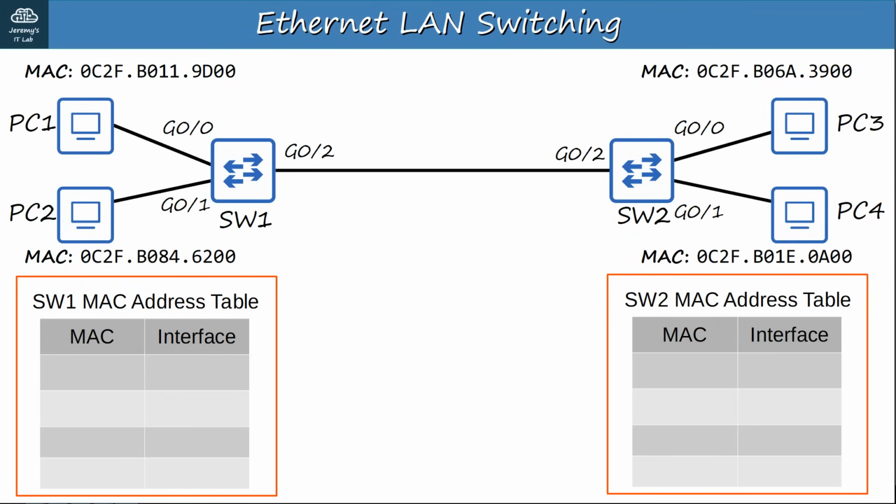This time, let's use some more realistic MAC addresses. Notice once again that the OUI, the first half of the MAC address that identifies the maker of the device, is the same for each PC, 0C2F.B0. So that means that the PCs were all made by the same company. Of course, the second half of each device's MAC address is unique, since that represents the device itself. When I refer to these MAC addresses, I'll just use the last 4 digits to keep things simple. For example, I'll just say PC1's MAC address is 9D00, or PC2's MAC address is 6200.